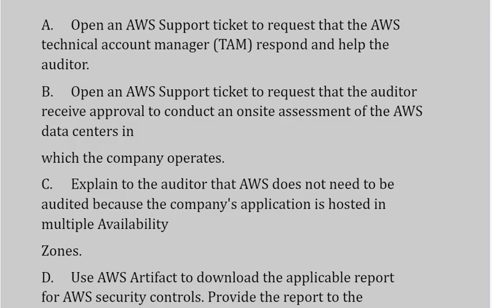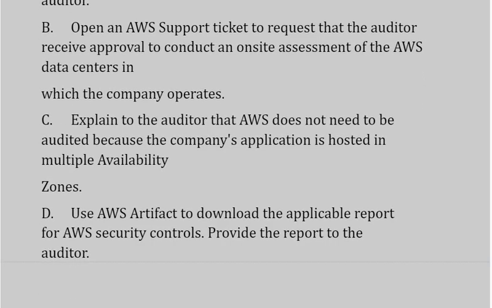Option C, explain to the auditor that AWS does not need to be audited because the company's application is hosted in multiple availability zones. Option D, use AWS Artifact to download the applicable report for AWS security controls and provide the report to the auditor. Correct answer is option D.